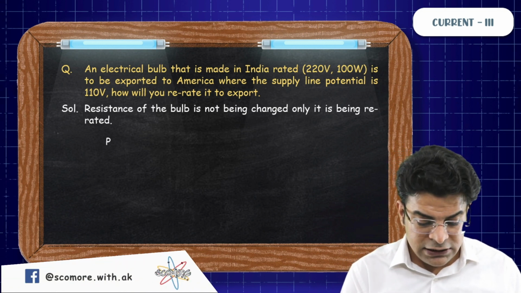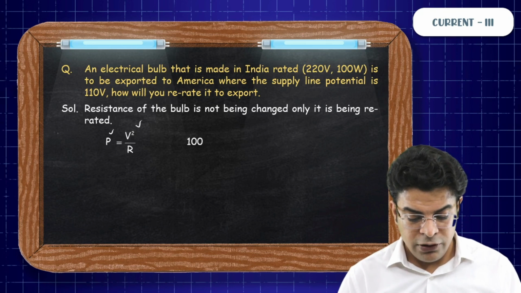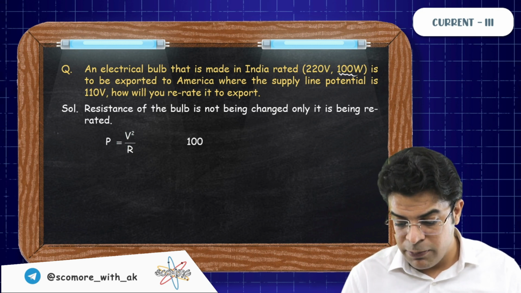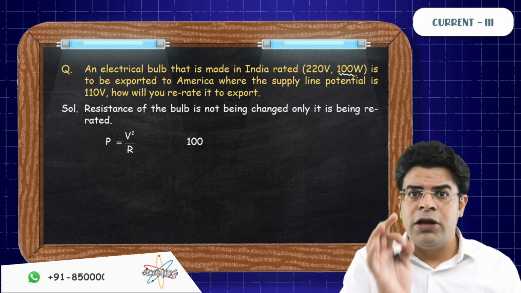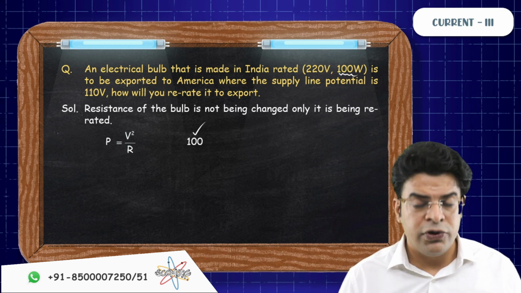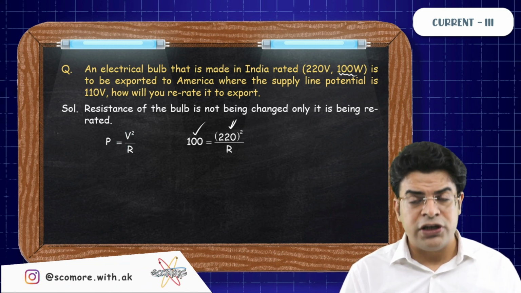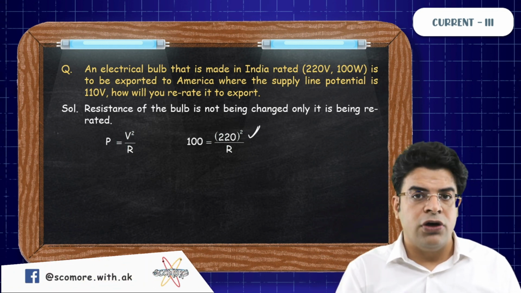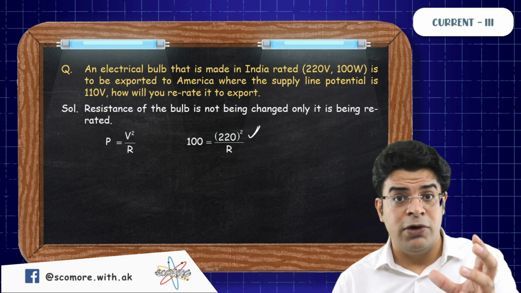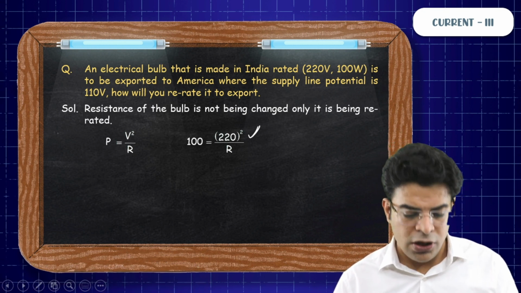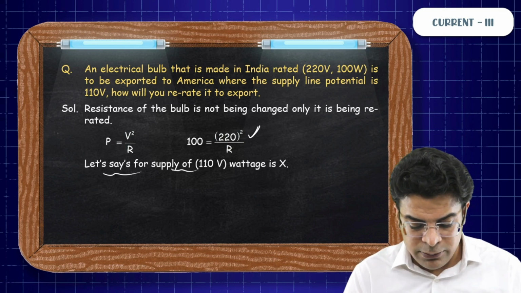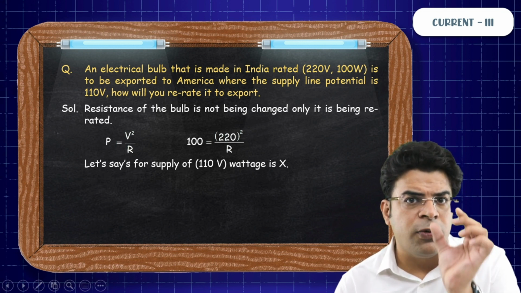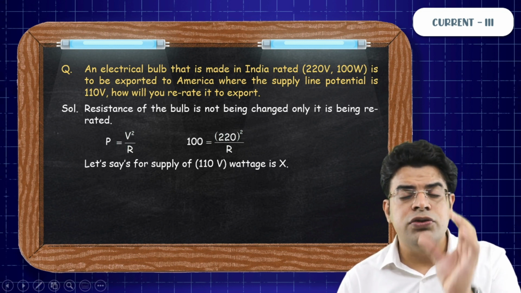So you will say, since we know that power equals V square by R, when the bulb is used in India, the power consumed is 100, and let's say the bulb has a resistance R. So 100, the power consumed in India, equals the potential drop that needs to be applied whole square divided by R. So now you know the resistance of the bulb. We are just re-rating the bulb, not changing its resistance. So let's say for the supply of 110 volt, the wattage is X. It means that when connected across a potential drop of 110 volt, it consumes a power X.